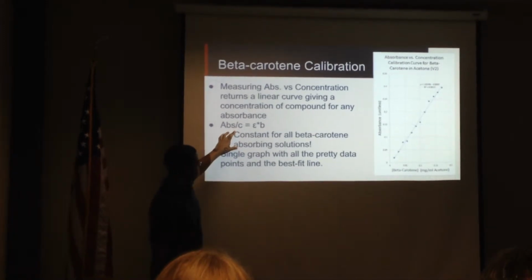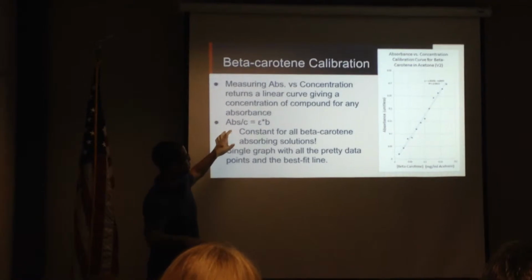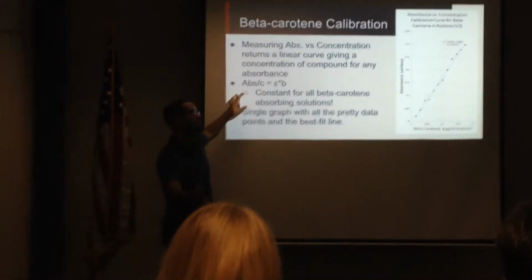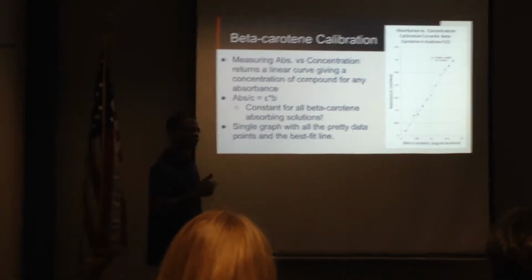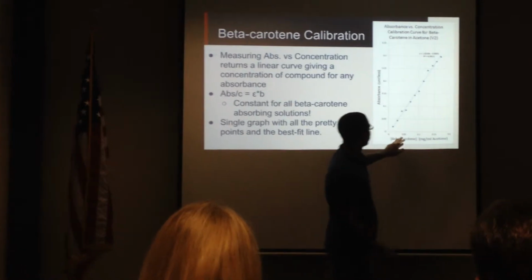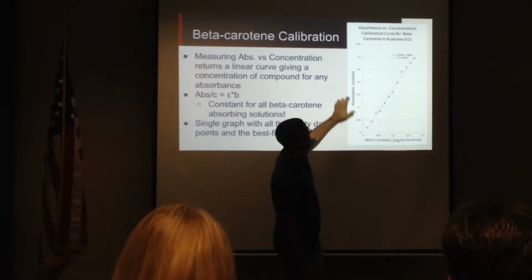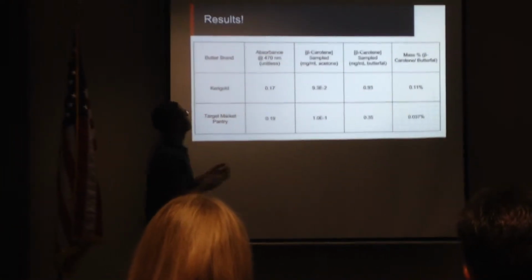for the given compound in solution with similar settings and circumstances, same temperature, same pressure. So with that, we would see more concentration of beta carotene in the solution with more absorbance. And that's what we got here.